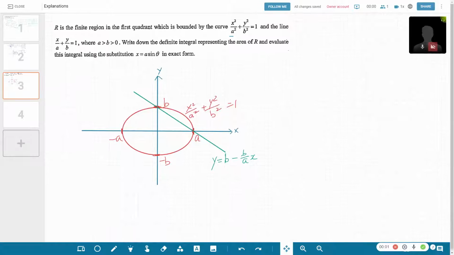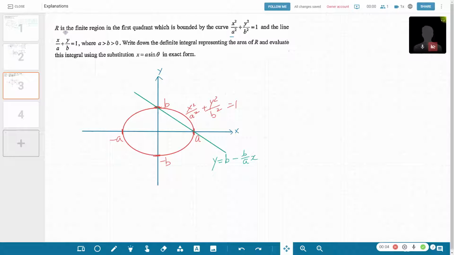Okay, so this is an H2 Maths applications of integration question. R is the finite region in the first quadrant, which is bounded by this curve, which is an ellipse. You can just sketch the graph on the axis, and the line x over a plus y over b equals 1. This is a straight line, which you can rearrange to y over b equals 1 minus x over a, so y equals b minus b over a x. It's a straight line graph with a negative gradient. So write down the integral representing the area of R.